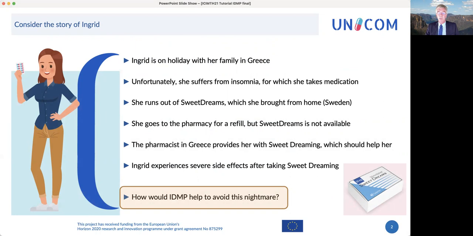And she was taking Sweet Dreams that was prescribed to her in Sweden. And she tries to get a refill from the local pharmacy. And the local pharmacy looks at the package and says, well, I don't have this, but I do have Sweet Dreaming. And when she takes this, she really suffers. It's really going bad with her. So something went wrong there. And how would IDMP help to avoid this nightmare?